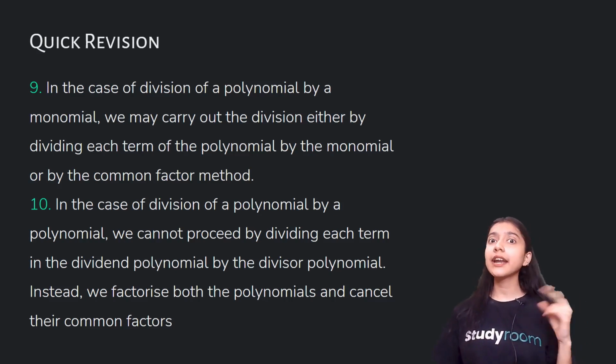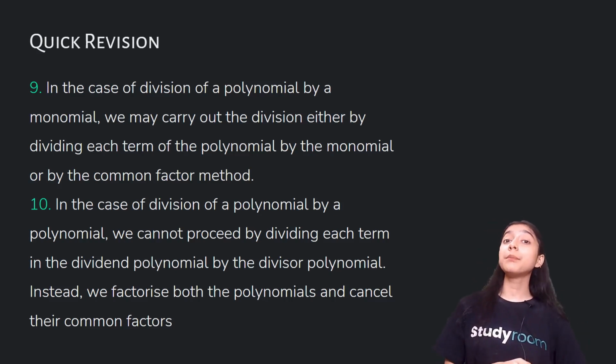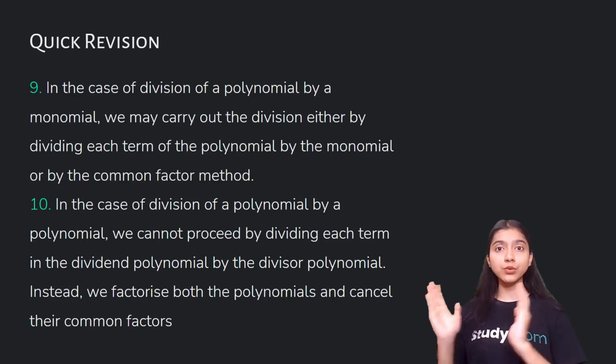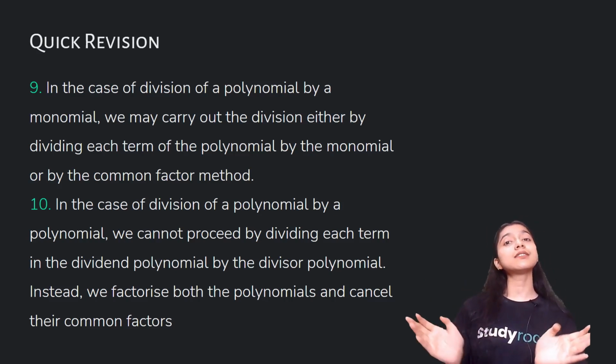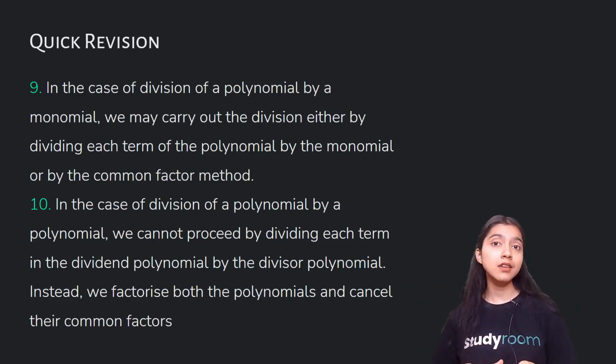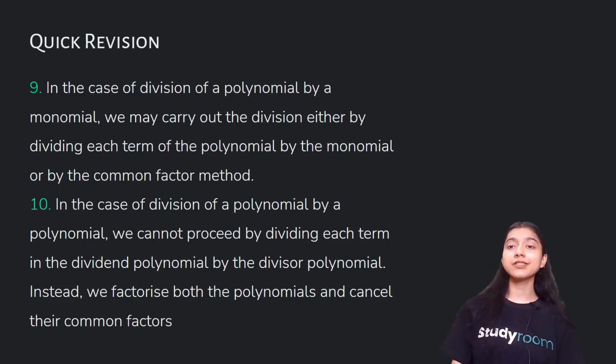And the second thing that I taught you was that we can use the method of common factors in order to solve the division of a polynomial with a monomial. We can take common factors outside and then they get cancelled out with the common factors of the divisor, and thus we'll be left with the quotient.